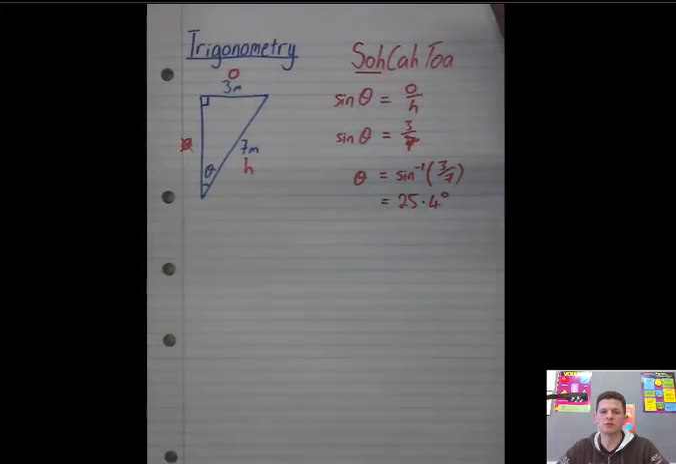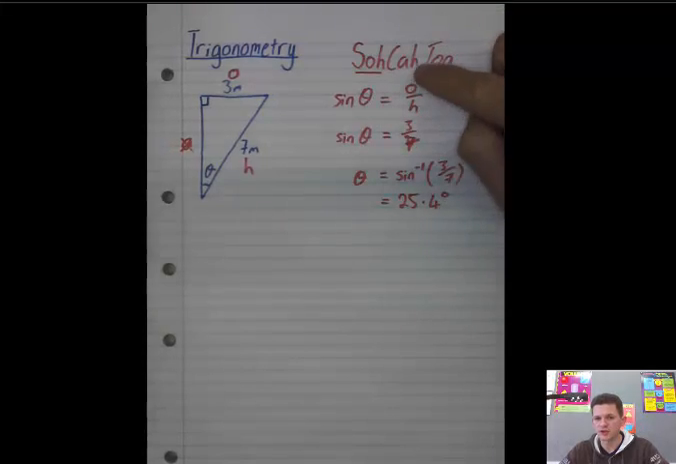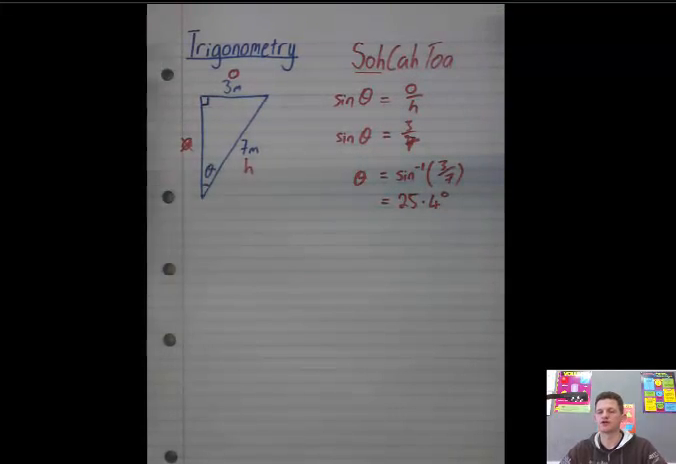We label the triangle, we decide if we're using sin, cos or tan, we write out the rule, we substitute into the rule, and then we solve by using the inverse sin, cos or tan, which is done by pressing the second function button on your calculator.